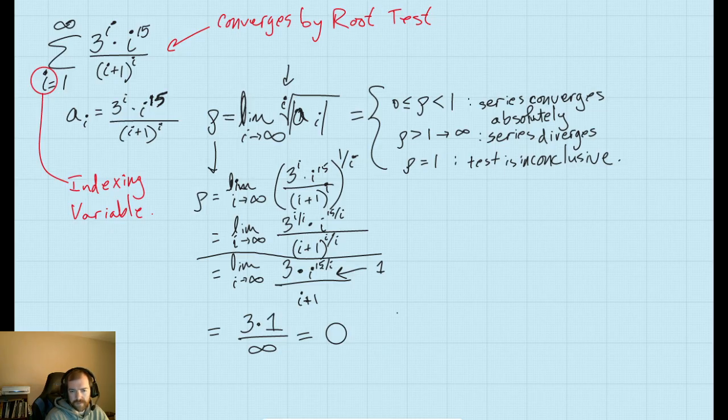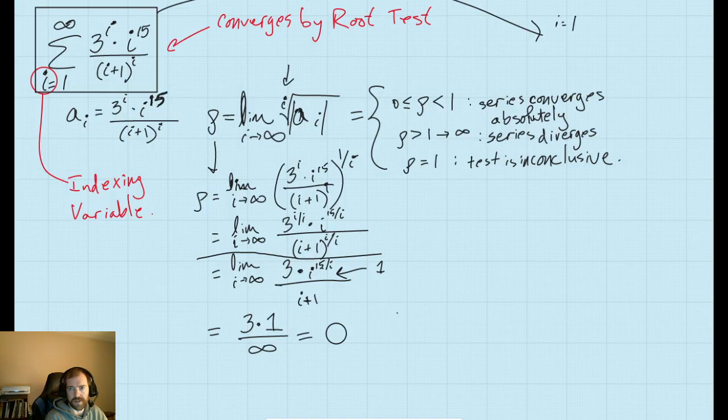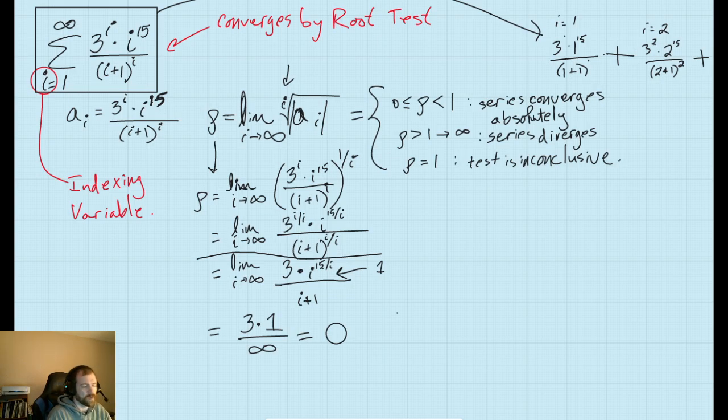We say, all right, we're going to take this series that we have here, and if we want to know what it's actually going to be, we're going to plug in the individual values one at a time. So when I is equal to 1, we end up with 3 to the 1st times 1 to the 15th over 1 plus 1 raised to the 1st, plus I equals 2: 3 squared times 2 raised to the 15th power divided by 2 plus 1 raised to the 2nd power. Plus. And then we just keep going on like that for a long time until we essentially get it. As soon as it starts becoming obvious what the series is doing, we can generally stop.